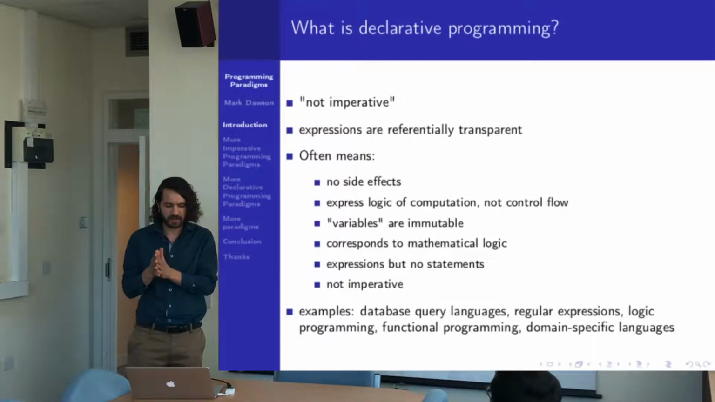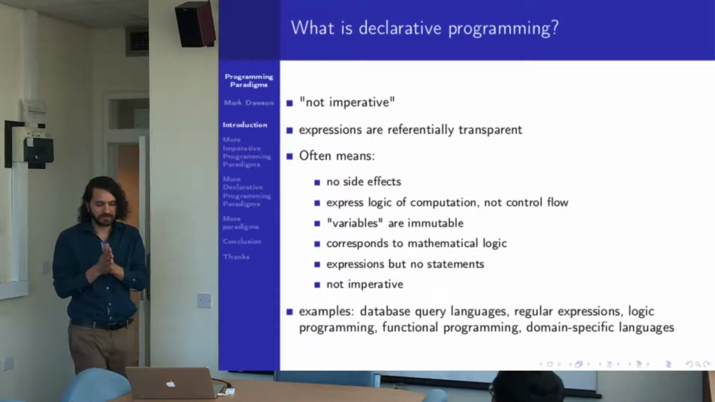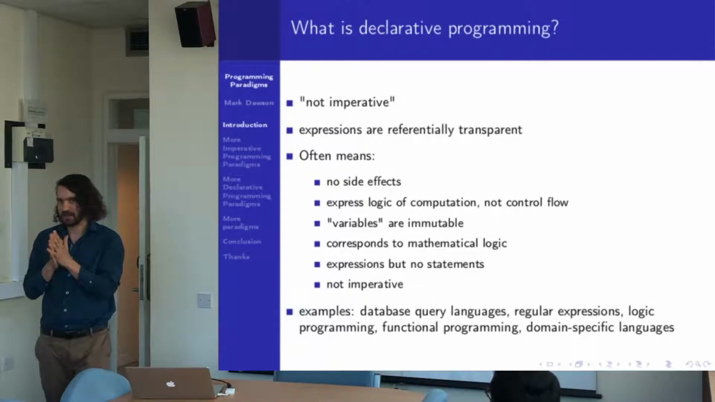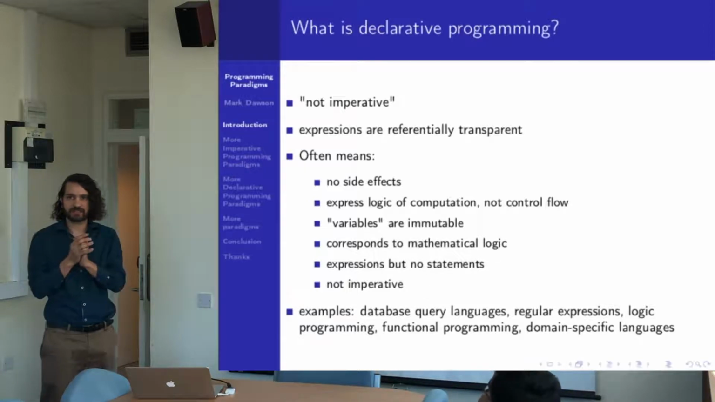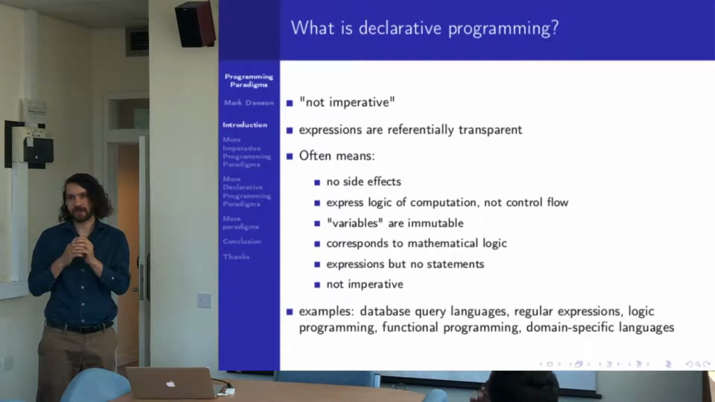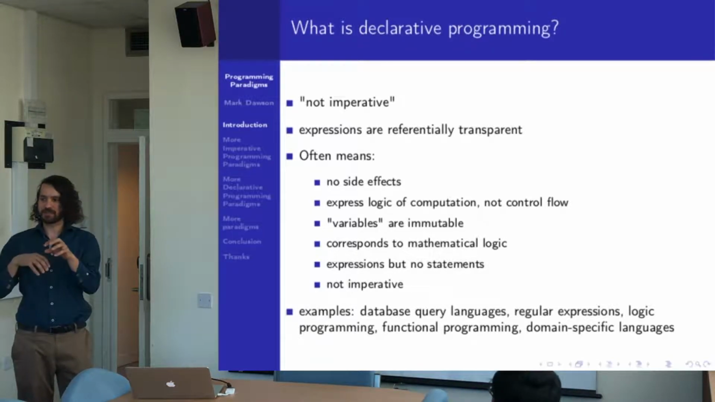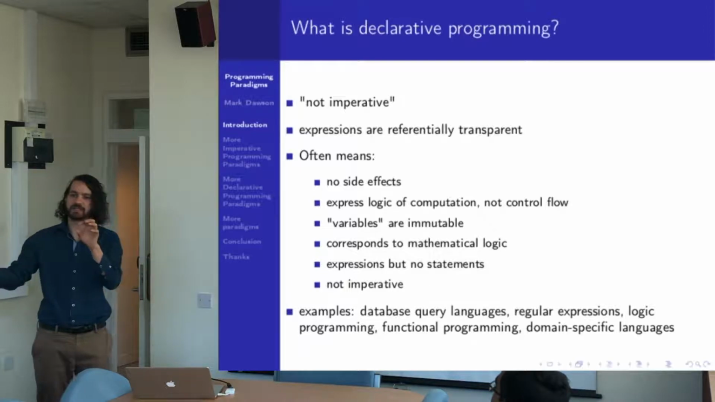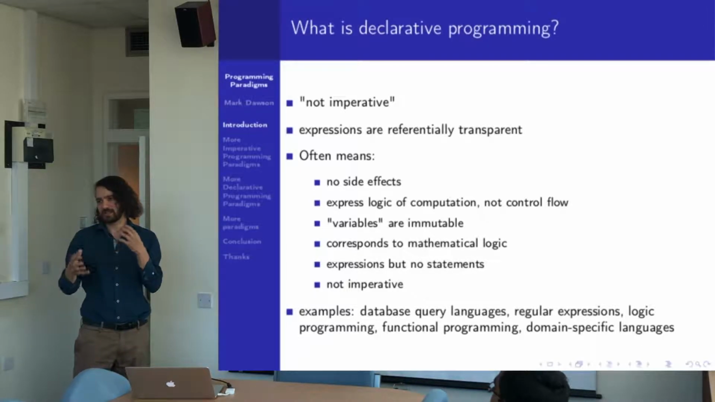One of the stricter definitions, I think, is probably that your expressions are referentially transparent. So, for example, for a function to be referentially transparent, for a given set of inputs, it has the same set of outputs. Or the idea more generally that if I have a function call, I can replace the function with its contents and have the same effect.